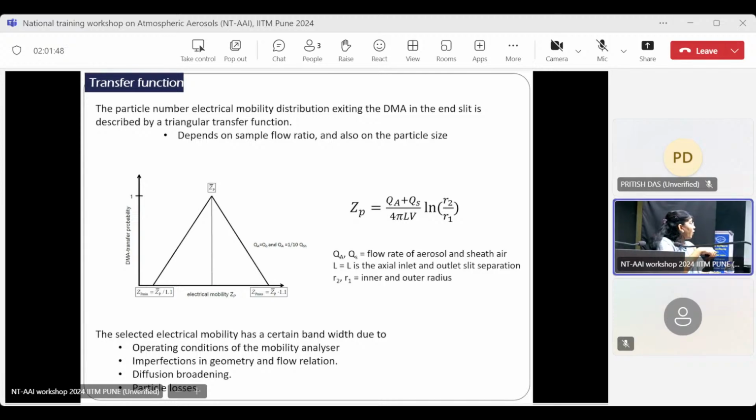And then this broadening depends on the operating conditions. What are the flow rates? There can be diffusion losses if the geometry is improper. Diffusion broadening is there. So these are the equations for this. This is not very simple. I have just given the introduction for this. There is a detailed modeling to arrive at the transfer function. So we can discuss a little bit more in the afternoon session about this transfer function.